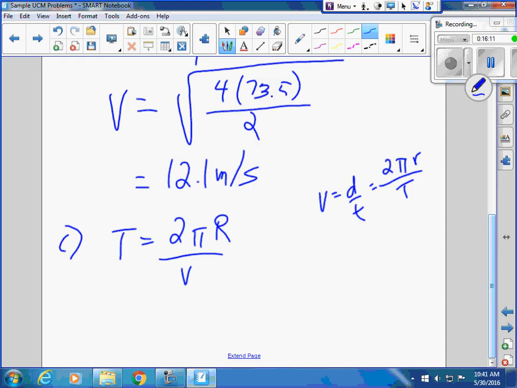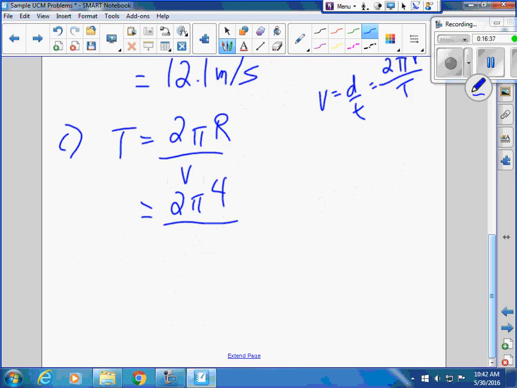Velocity is distance over time. The distance is 2 pi r, the circumference. Little t is the period, big T. You just switch the v and the t, and you get T equals 2 pi r over v. We're looking for the period. The r is still 4, and v is still 12.1. So it's going to be 2 times pi times the radius 4, divided by the speed, 12.1. And we're going to get 2.08 seconds. That's the time it takes to make that circle. It's a big circle.